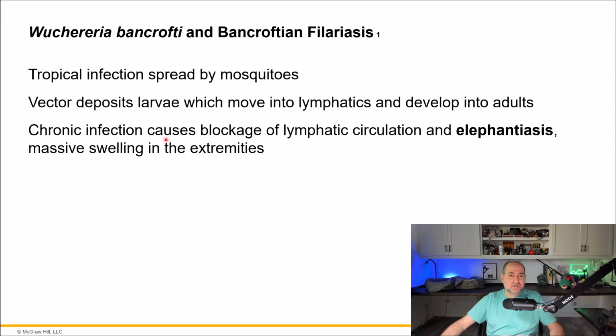Chronic infection causes blockage of the lymphatic circulation. Remember how your lymph vessels have to circulate? Whenever you do muscle contractions, the lymph fluid is supposed to migrate towards your heart. Well, guess what? These worms get in the way and block lymphatic circulation, and that results in fluid buildup in your lymph vessels, and this results in a condition known as elephantiasis, massive swelling in the extremities.